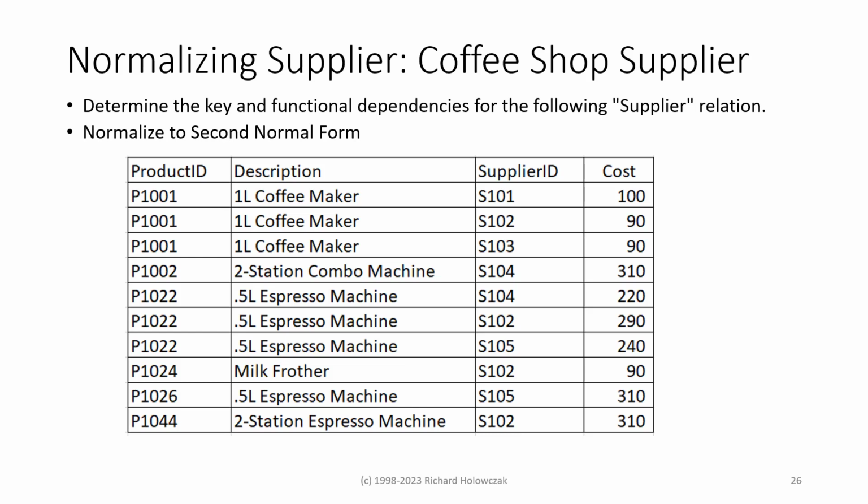So here's our first problem. Given the coffee shop supplier relation here, determine the key and functional dependencies, and then normalize to second normal form. So again, I invite you to pause the video, take a look at the data, and make sure that you understand where the duplication is, and maybe start thinking about what the key and functional dependencies might be.